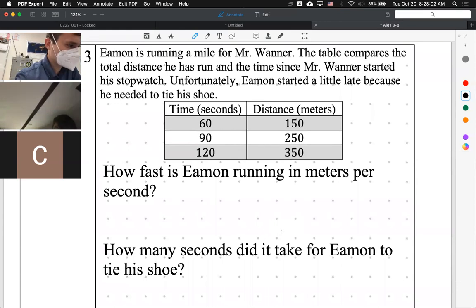Given his running amount, Mr. Warner, the table compares the total distance he has run in the time since Mr. Warner started his stopwatch. Unfortunately, Eamon started a little late because he had to tie his shoe. Okay, there it is.